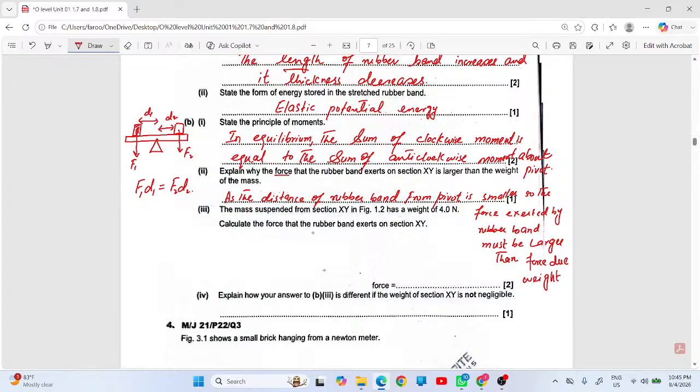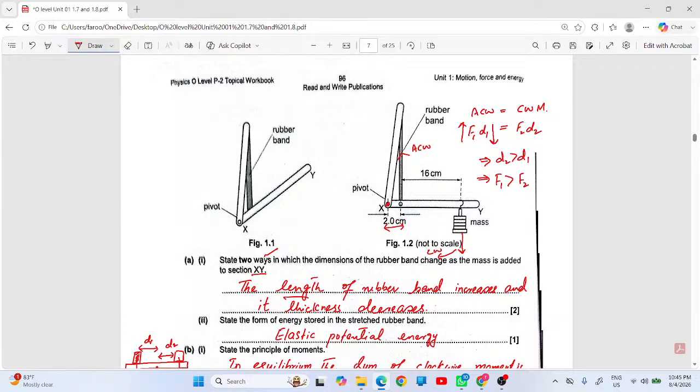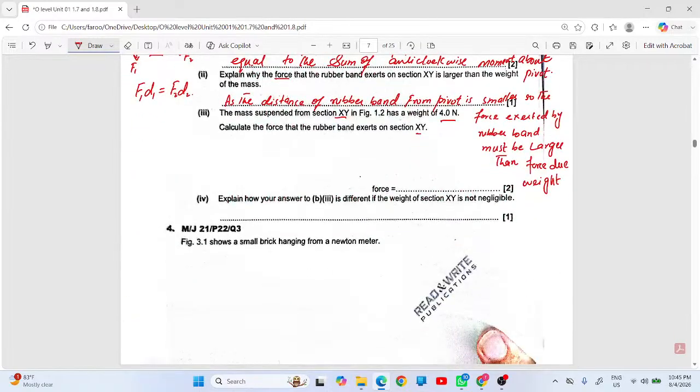Next is the mass suspended from the section XY in figure 1.2 has a weight. This is the total weight. Calculate the force that the rubber band exert on the XY. Force आपने find करनी है कि how much the force exerted by the rubber band. तो उसके लिए हमें पता है अभी जो हमने ऊपर लिखा था एंटी क्लॉकवाइज मोमेंट इक्वल्स क्लॉकवाइज मोमेंट. So anti-clockwise moment must be equals to the clockwise moment. Anti-clockwise moment equals F1 D1 and clockwise moment is due to the masses.